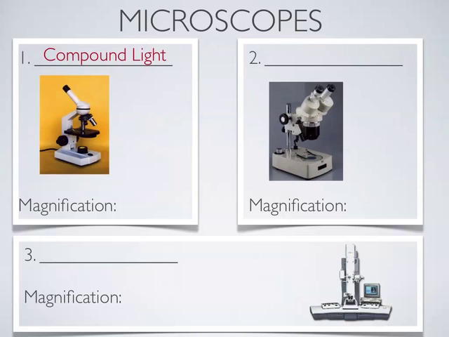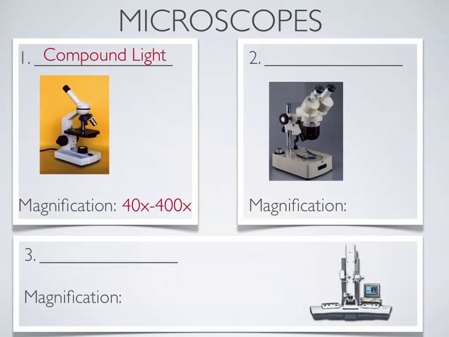And a compound microscope has two different lenses that magnify the image. So in this compound microscope that I have here, there's a lens up here in the eyepiece that magnifies the image. And there's also one down here in the objective lens. So the object gets magnified twice, once in each lens. That's why it's called a compound light microscope.